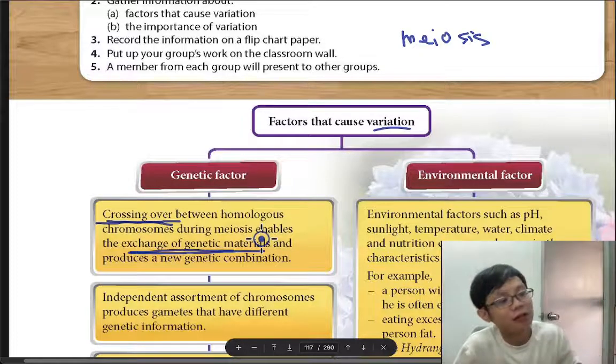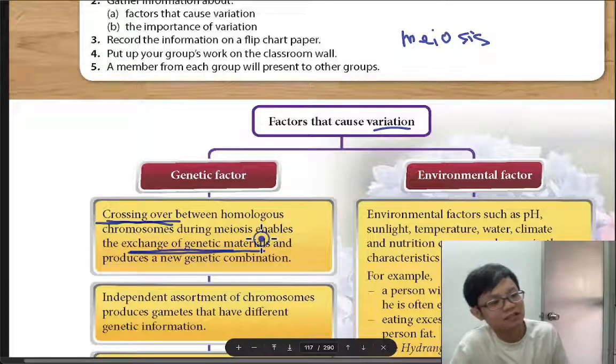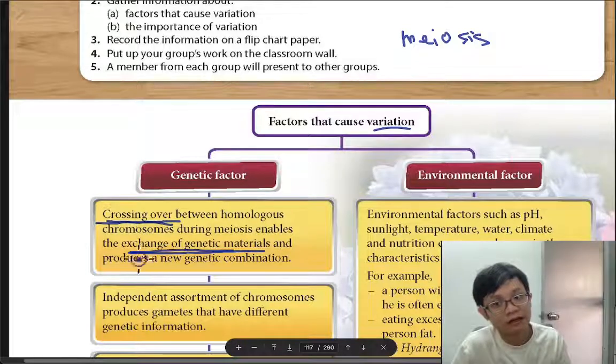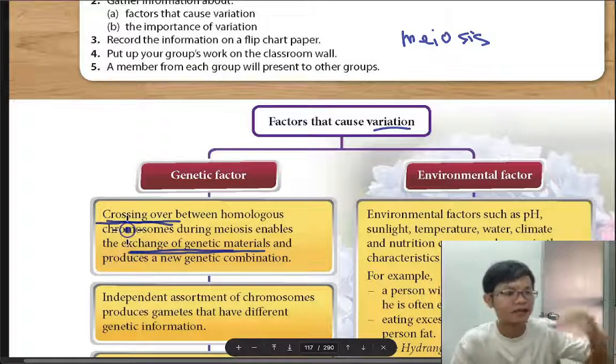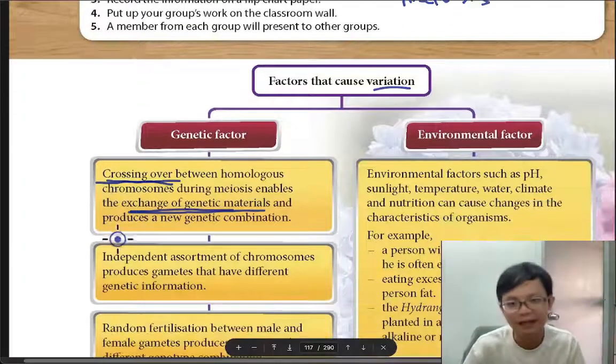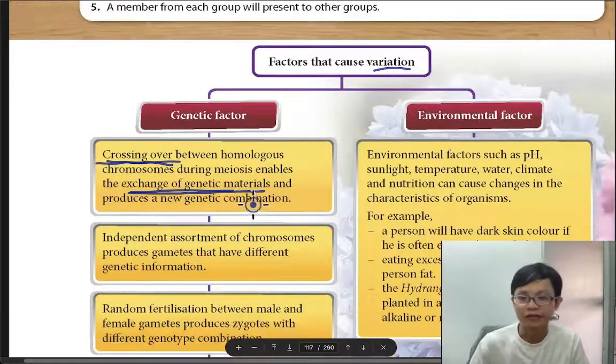Why is there variation? Why is Ali not the same as his father? Because there is variation due to crossing over, where the chromosomes start to exchange genetic material. Oh, okay. If you don't understand also, never mind. Just write like that. Then you got your point already.